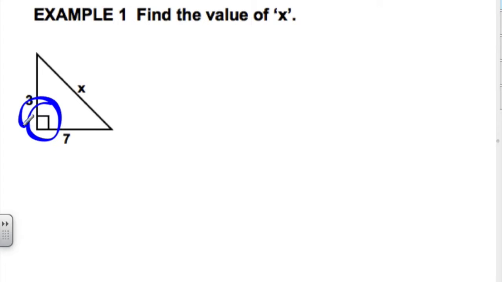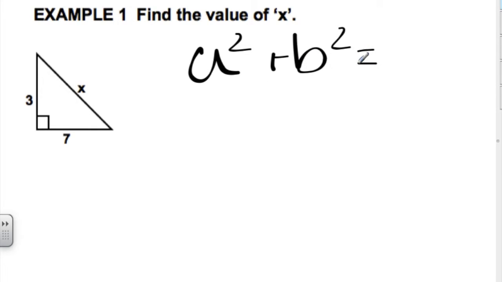So in example 1, I want to find the value of x. I notice I have that right angle there, so I know I can use Pythagorean theorem. So first thing you need to realize is that you can use a squared plus b squared equals c squared, and then label in your picture which one is A, which one you're going to let be B, and which one you're going to let be C. So I'm going to let 3 be A, 7 be our B, and this is our hypotenuse because it's across from the right angle, and that's going to be our C.